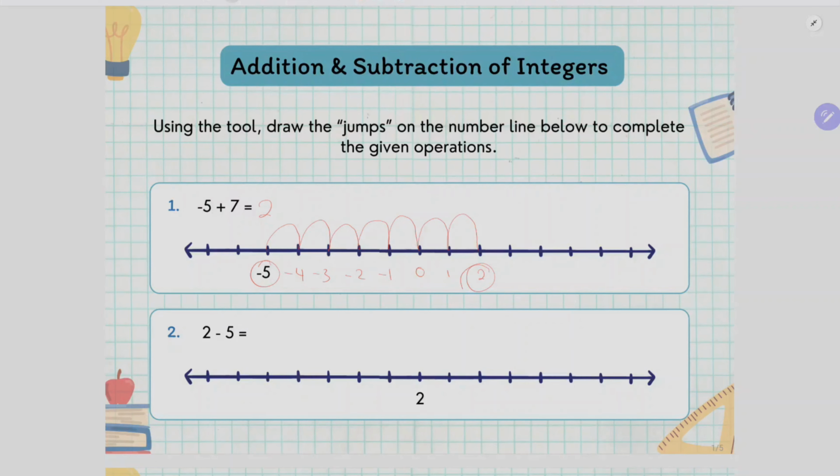Now let's try a subtraction problem. Now we have a positive 2, and we have to go -5. So that means we're going backwards towards the left. So that means 1, 2, 3, 4, 5. And we fill in the numbers towards the negative numbers. So we have 1, 0, -1, -2, and -3. Since we landed on -3, our answer will be -3.